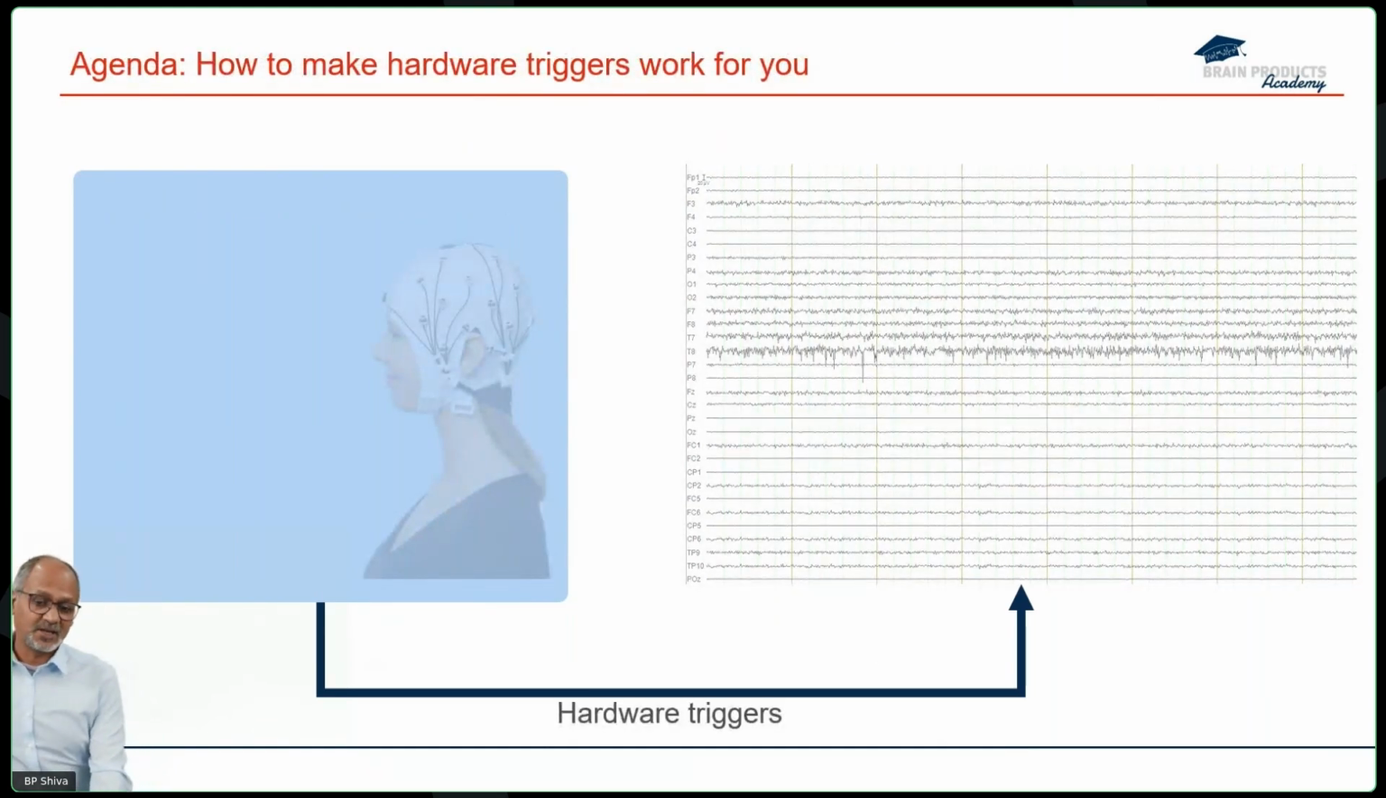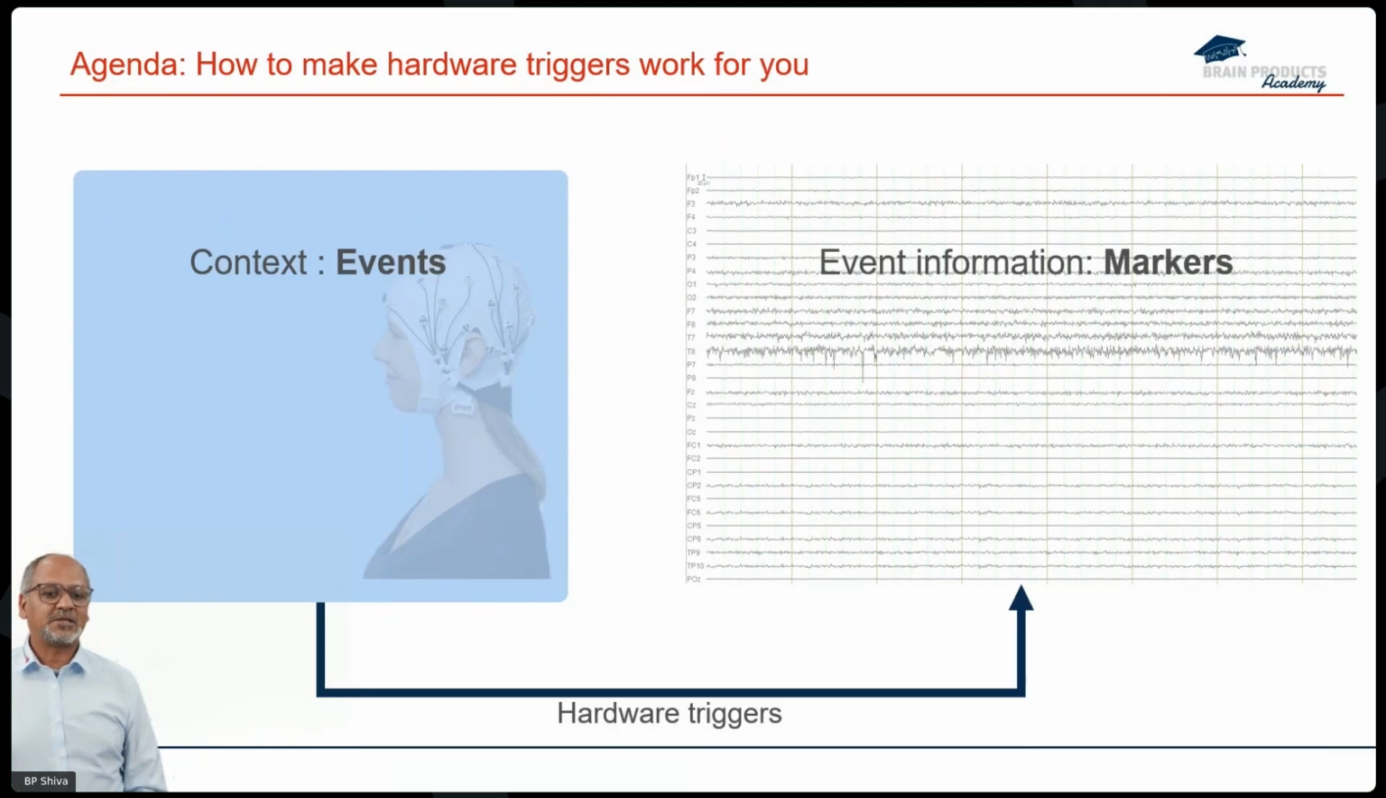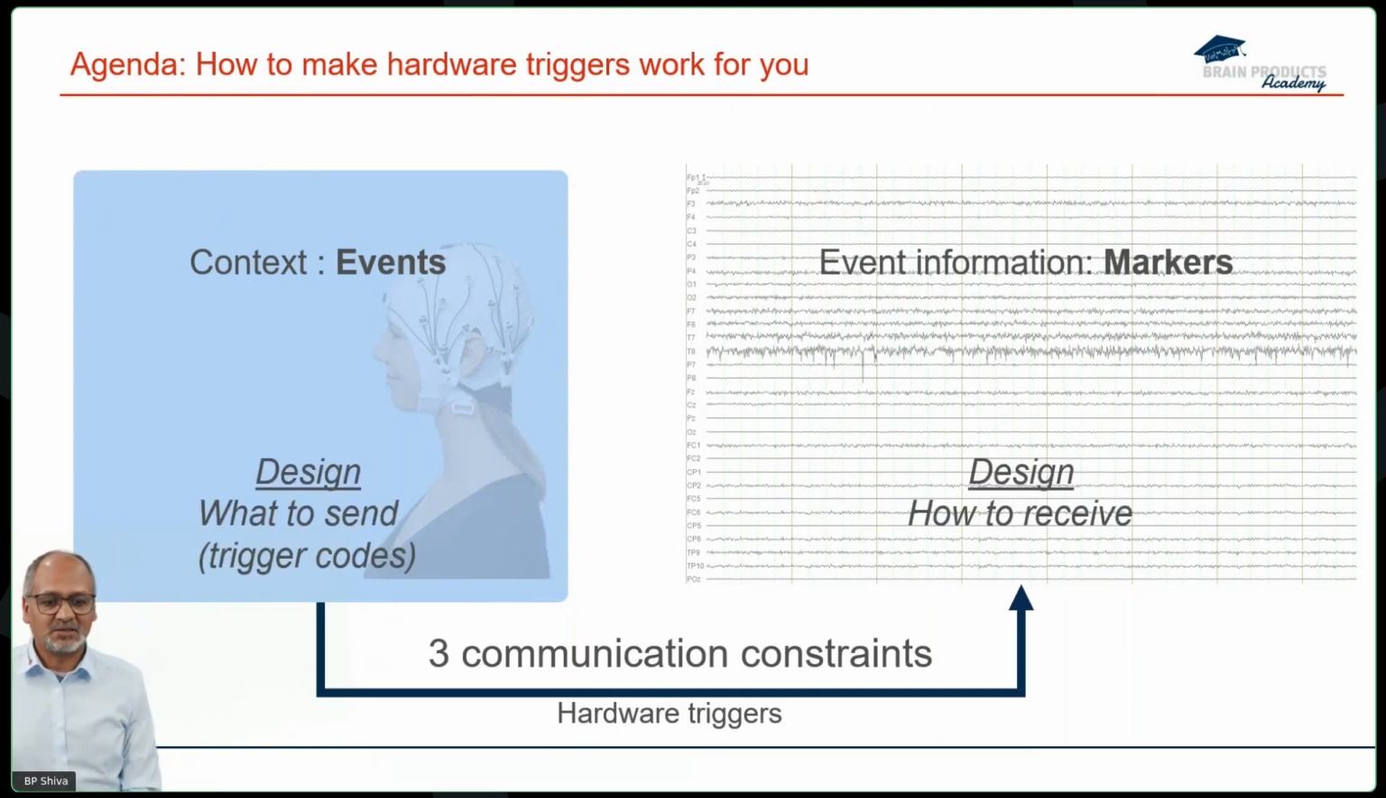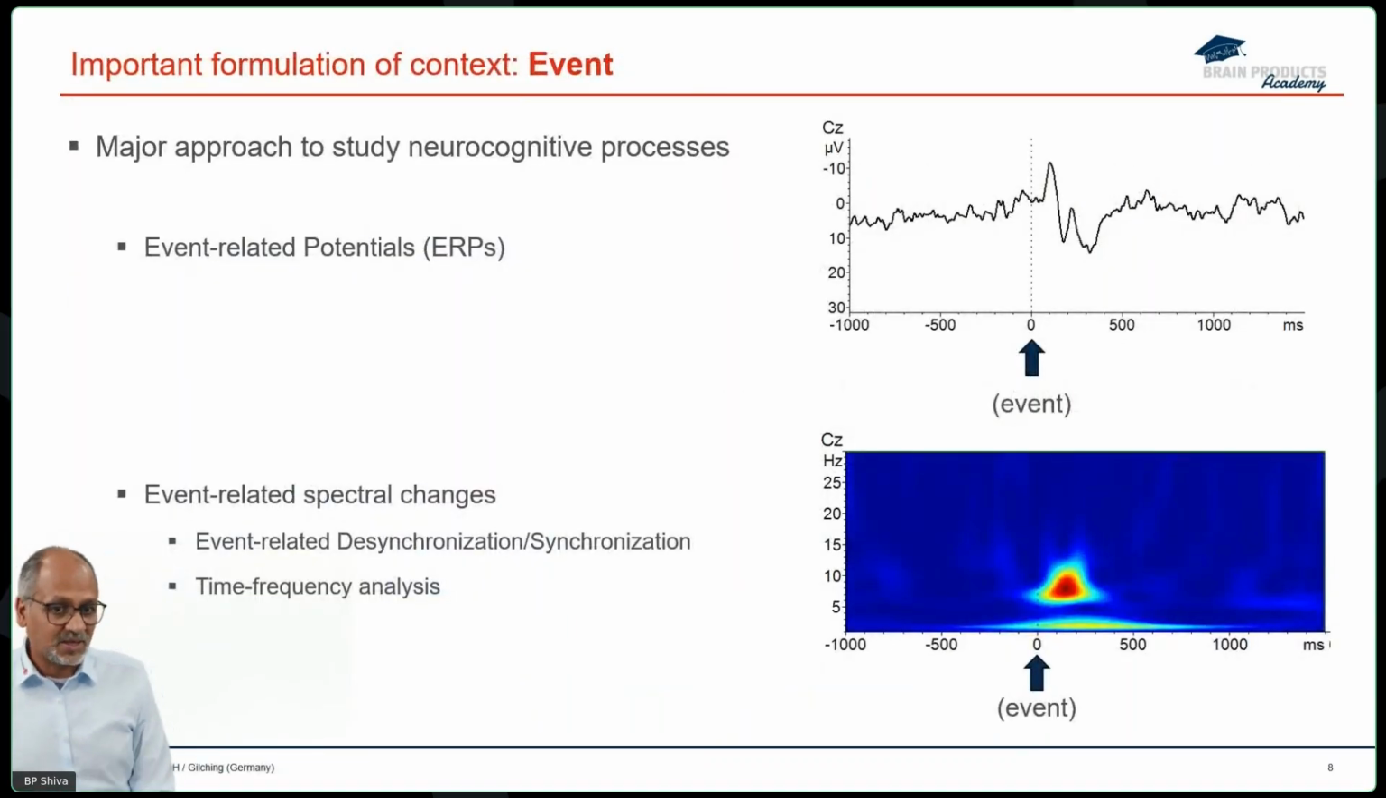So the basic agenda today to cover this large and fairly complex topic is to focus specifically on context information related to events and how they can be turned into markers in your EEG data. And here we will discuss 3 constraints on this communication, and I will discuss how you can design ways to decide what to send and how this information is to be received. So our story starts with events.